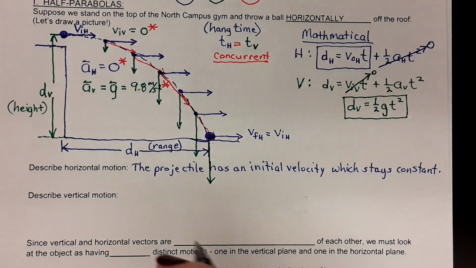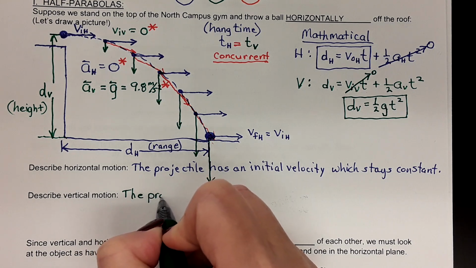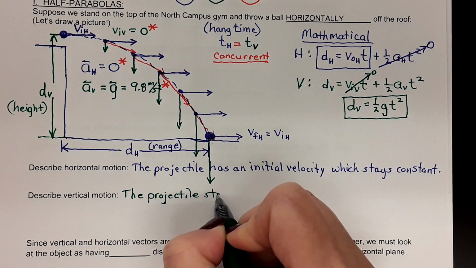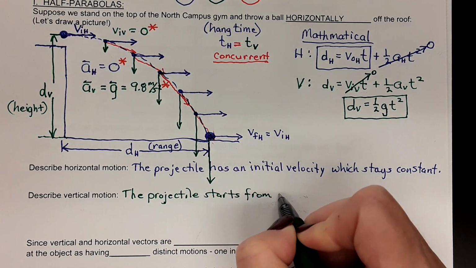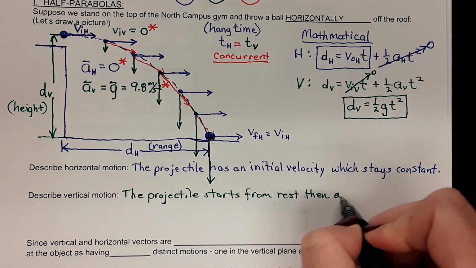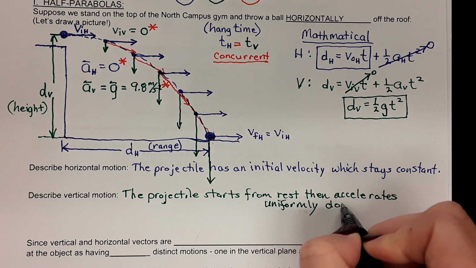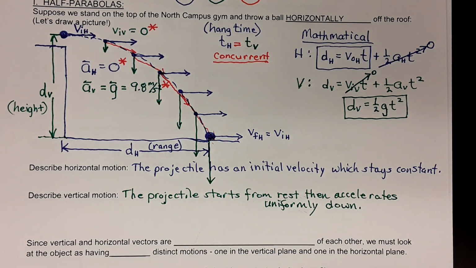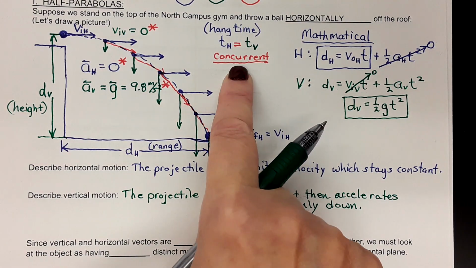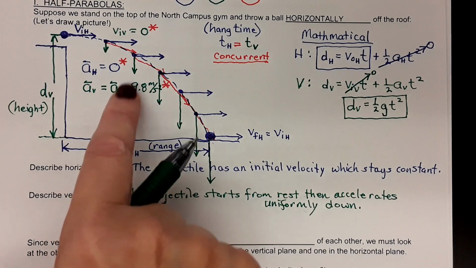Now let's do it in English. Okay, in English, we can see that the projectile starts from rest. We saw it right up here, so let's say that. The projectile starts from rest, and then what does it do? It accelerates uniformly downward, right? Until, of course, it hits something. It can't fall forever. Eventually, it has to hit something. Okay, so we've got two independent motions taking place at the same time or concurrently. We've got the horizontal motion that we've seen. We've got the vertical motion that we've seen, okay?